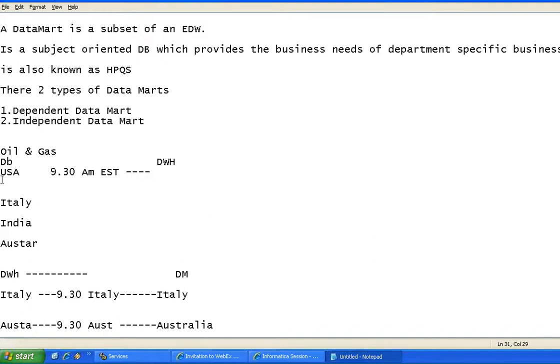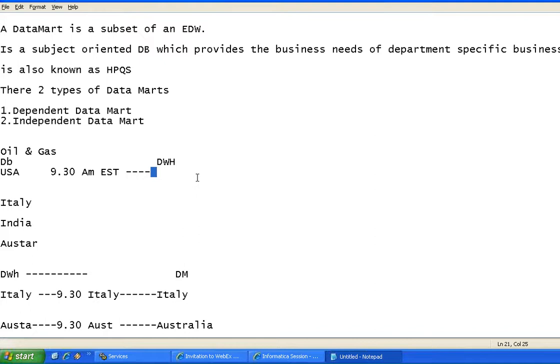Okay, are we able to understand? See here, first we are working for an oil and gas project. Let us think this oil and gas has been in various regions: in the US, Italy, India, and Australia. When they're loading the data into the data warehouse, they have scheduled according to the US time zone, at 9:30 a.m. EST, the data should get loaded into the data warehouse.